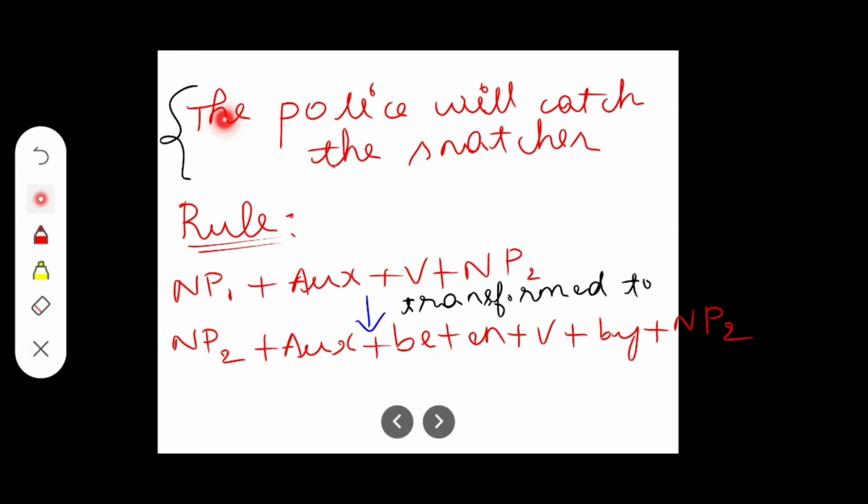See, NP1 is nothing but the police, auxiliary verb is will, and catch is the verb, and NP2 is the snatcher. So the first rule is this: NP1, auxiliary verb, main verb, NP2. The sentence the police will catch the snatcher is following this rule.